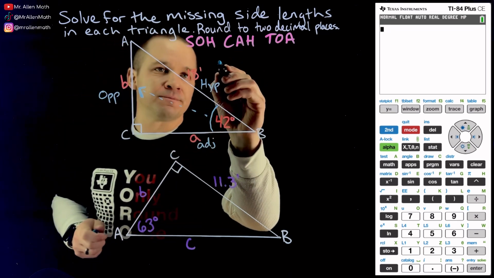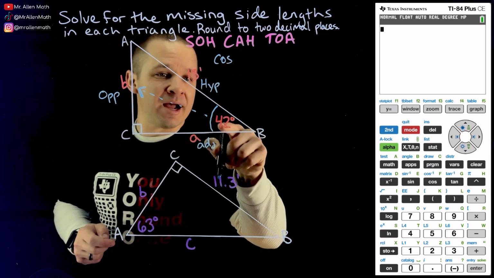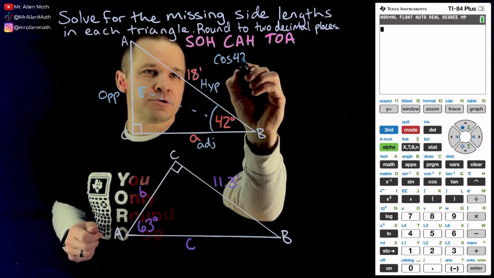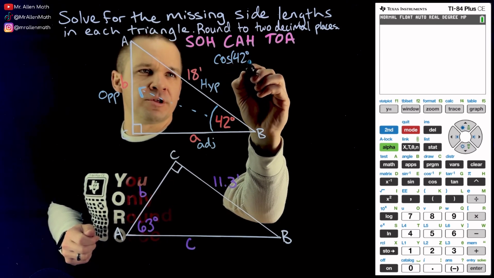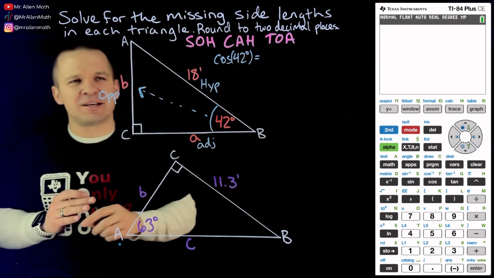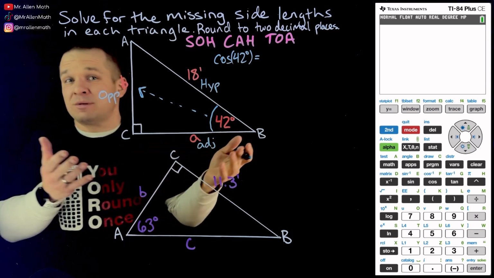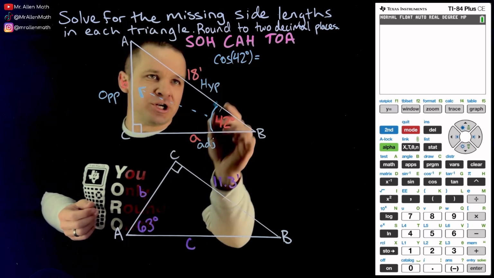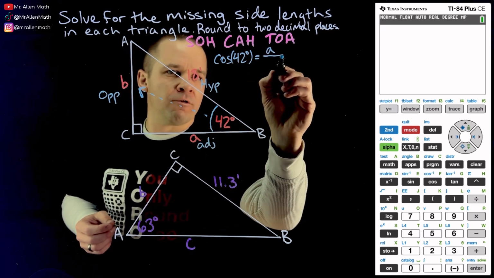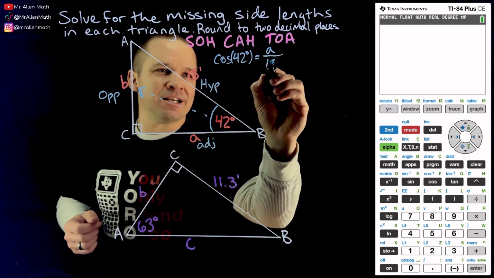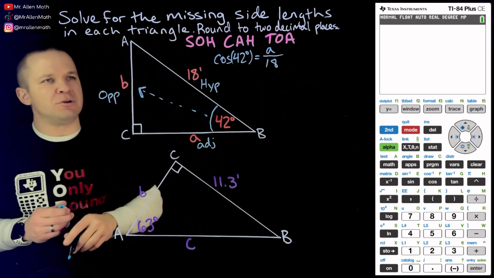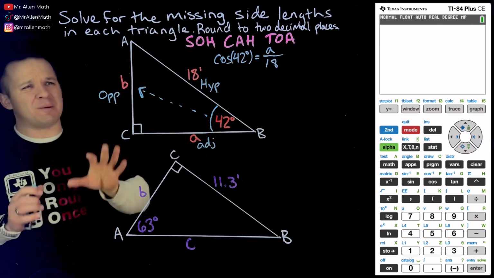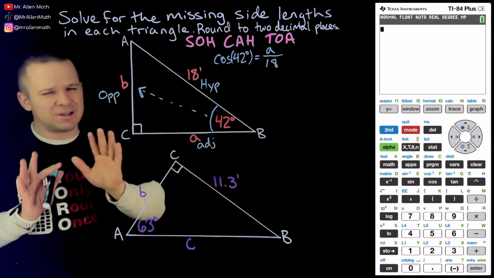So cosine of my angle, which is 42 degrees. We could throw the degree symbol in there in parentheses. You don't have to necessarily write that, but I'm going to write it in there, since sometimes I might forget. But it is in degrees. And it's my adjacent, which is A, over my hypotenuse, which is 18 feet. I'm not even going to put units there. I feel like the units might muddy the situation up, especially when you're dealing with feet and stuff like that. Just don't worry about it.